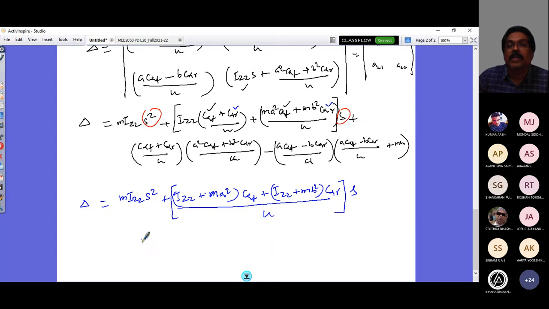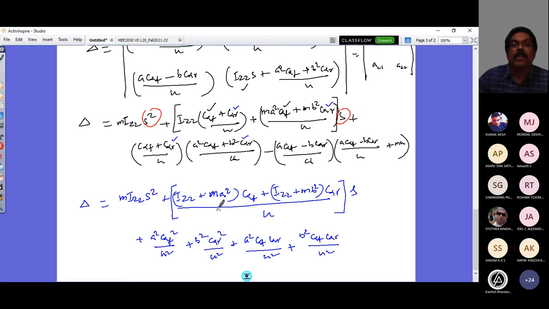So let me just multiply with this plus C alpha F into this. So it's going to be A squared C alpha F squared by U, see this U and U, so that's going to be U square, and then again this term and this term, you look at, it's going to be plus B squared C alpha R square by U square. And again you look at this, B squared C alpha F C alpha R, this is A squared C alpha F C alpha R, so I'm going to have A squared C alpha F C alpha R by U square plus B square C alpha F C alpha R by U square. So that's from these two products.